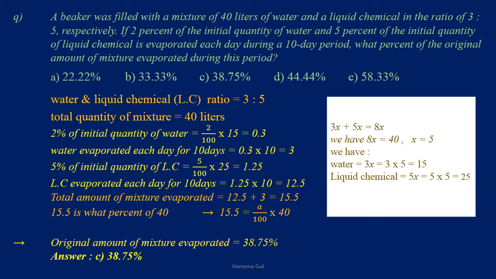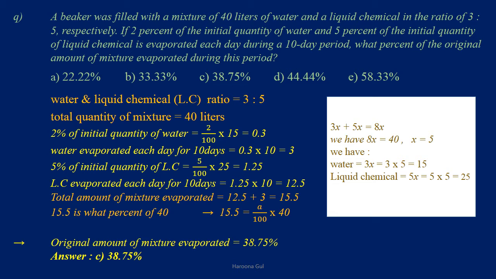So I've done some rough work on the right side of the slide. So portioning into ratios is simply adding up the ratios. Here we have 3x plus 5x, which is equal to 8x. So 8x is equal to 40 liters. So 8x is equal to 40, and x would be equal to 5. Since water is 3x, 3 into 5 is going to give us 15 liters of water, and liquid chemical is 5x, so 5 into 5 is 25, that is 25 liters of liquid chemical in the mixture.